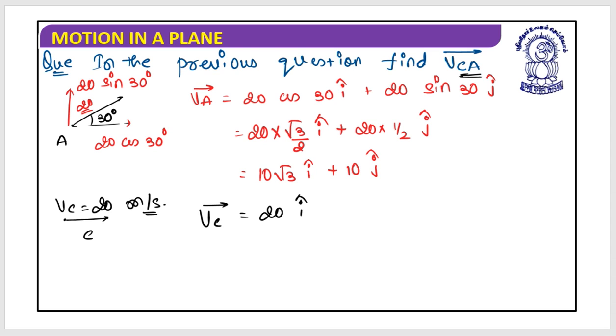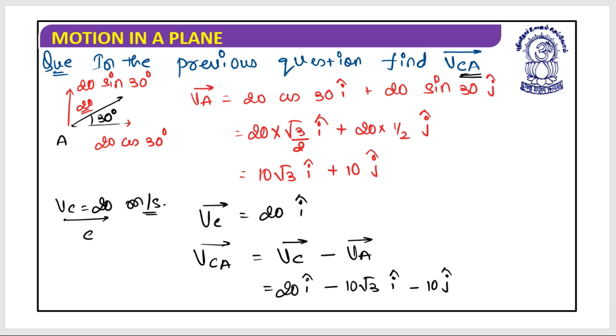What do I want to find out? I want to find out VCA, the velocity of C with respect to A. This is VC minus VA, and this is equal to 20 i cap minus 10 root 3 i cap minus 10 j cap. This could be equal to (20 minus 10 root 3) i cap minus 10 j cap. That's it.